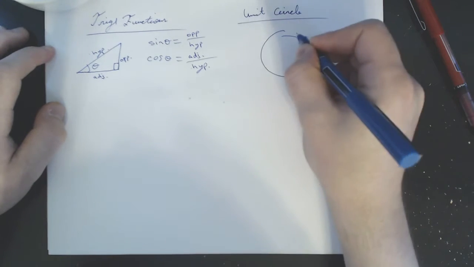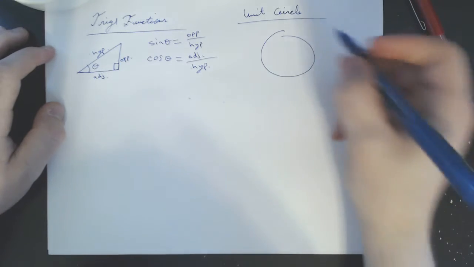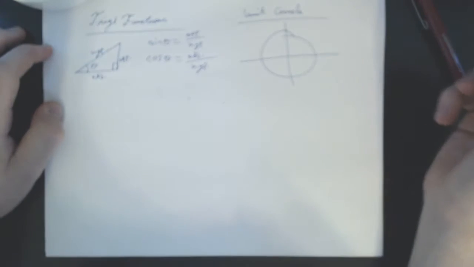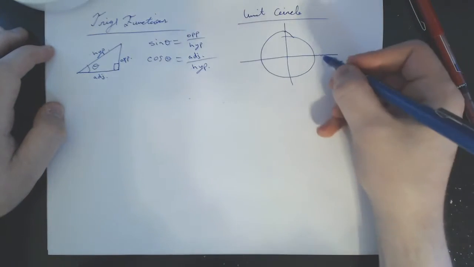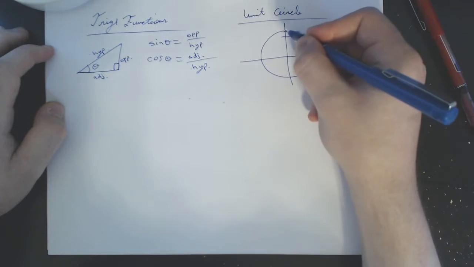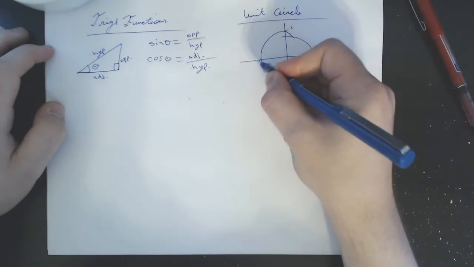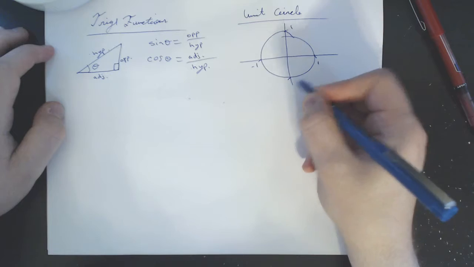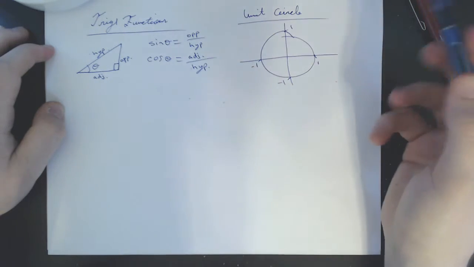And it's a circle. That's not a very good circle. Pretend that's a good circle. And it's going to be a unit circle, right? And our unit circle has a radius of 1. So this is going to be 1. This is going to be 1. This is going to be negative 1. And this is going to be negative 1, right?